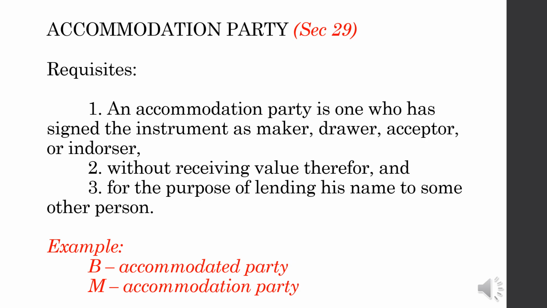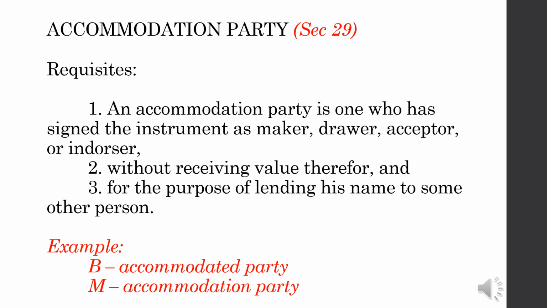First, he must be a party to the instrument, signing as a maker, a drawer, an acceptor, or an endorser. Second, he must not receive value therefor for the negotiable instrument. And lastly, he must sign for the purpose of lending his name or credit to some other person. Those are the three requisites before one becomes an accommodation party. Here, an accommodation party lends his name to enable the accommodated party to obtain credit or to raise money. So we have here the accommodation party and the accommodated party.